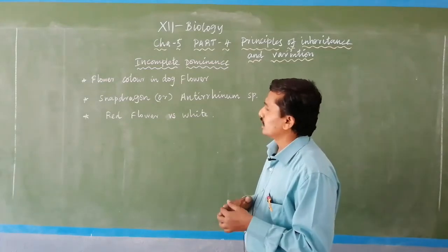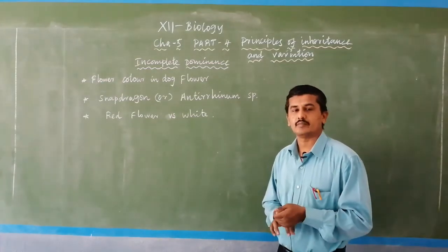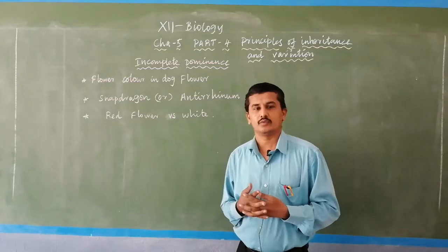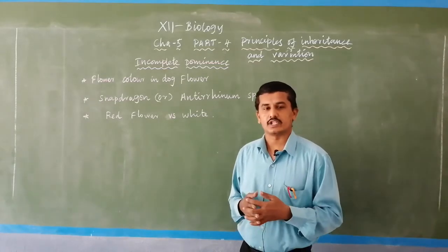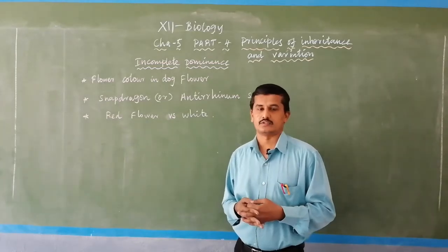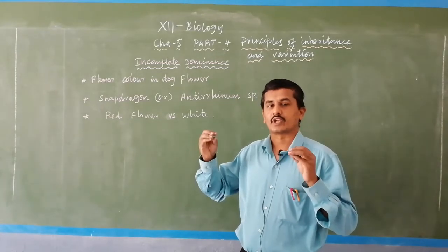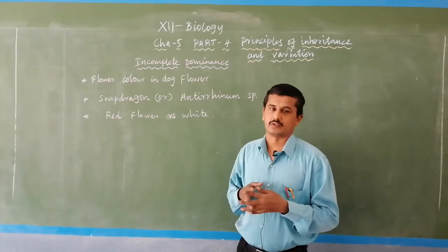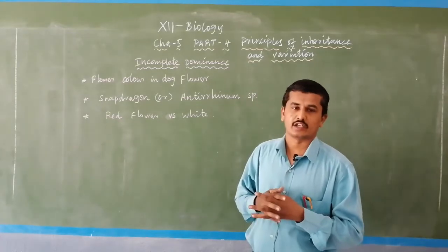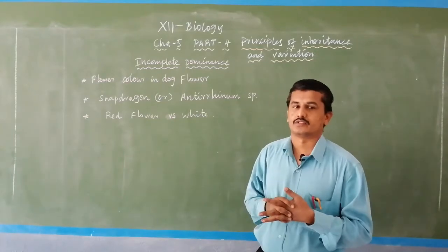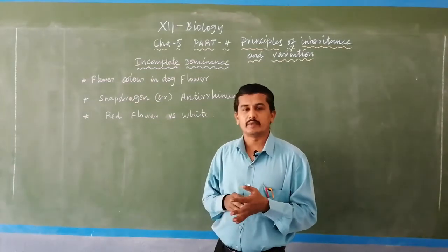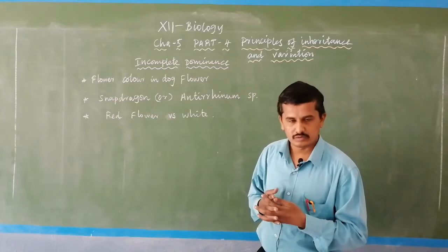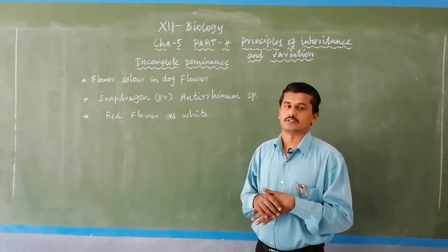Today we will learn incomplete dominance. In Mendel's research on the garden pea plant, in the F1 generation only one of the parents is expressed. For example, a tall plant crossed with a dwarf plant. In the F1 generation only tall is expressed; no midway character is expressed, and even dwarf is not expressed. Due to dominance the tall is expressed, and due to recessiveness the dwarf is not expressed.